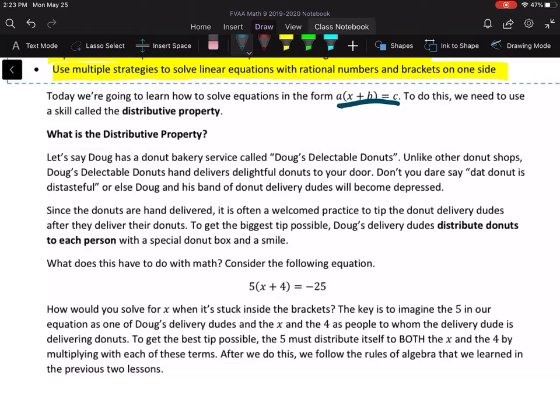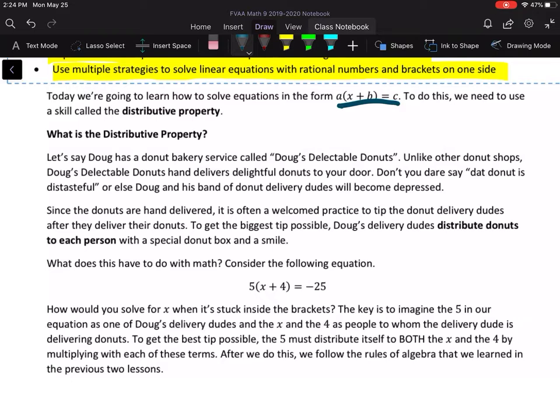What is the distributive property? Well, let's say Doug has a donut bakery service called Doug's Delectable Donuts. Unlike other donut shops, Doug's Delectable Donuts hand delivers delightful donuts to your door. Don't you dare say that donut is distasteful, or else Doug and his band of donut delivery dudes will become depressed. Since the donuts are hand delivered, it is often welcome practice to tip the donut delivery dudes after they deliver the donuts. To get the biggest tip possible, Doug's delivery dudes distribute donuts to each person with a special donut box and a smile.